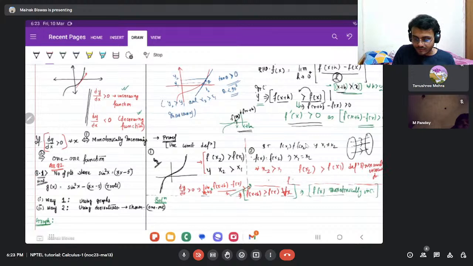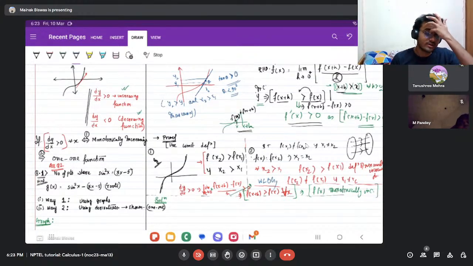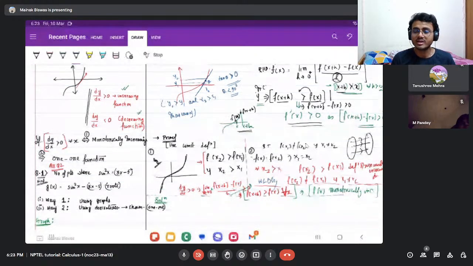Therefore f of x2 is not equal to f of x1 if x1 is not equal to x2, right? Without loss of generality, you can take any two numbers which are not equal. If one of them is greater than the other, the function value of that number is greater than the function value of the previous number, right? So your function can never be equal for two non-equal numbers. Agreed?